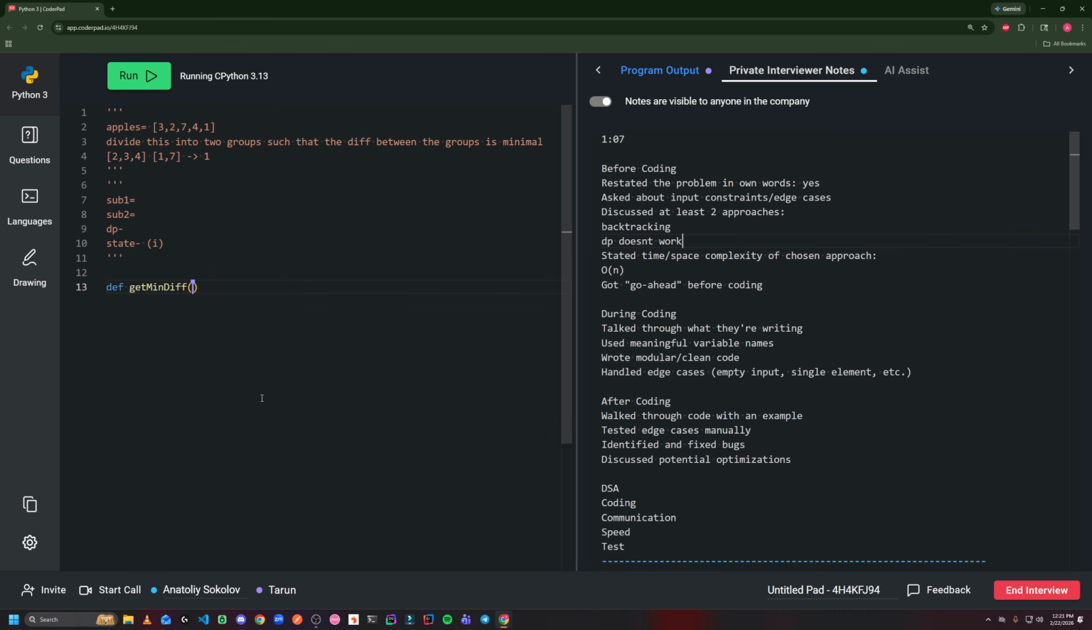So I'm going to define, we will have apples. I'm going to get the length of the apples first. As this is a recursive call, I'm going to use the DFS. So these two, subarray 1 and subarray 2, I can consider as global.